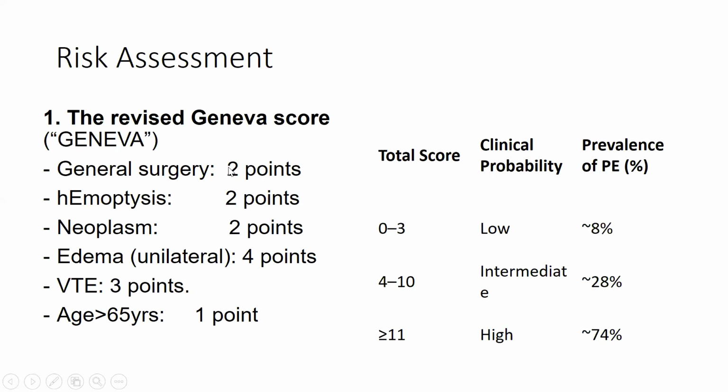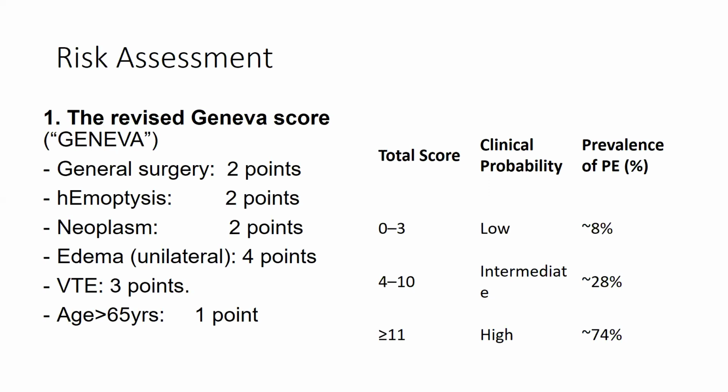If the patient has undergone general surgery, you give the patient 2 points. Hemoptysis, 2 points. Neoplasm, that's the N, 2 points. Edema, which is unilateral, that is the E there, 4 points. A history of venous thromboembolism in the past, 4 points. If the patient is elderly, age greater than 65, 1 point. So anytime you want to do risk assessment, write Geneva and put these points there.